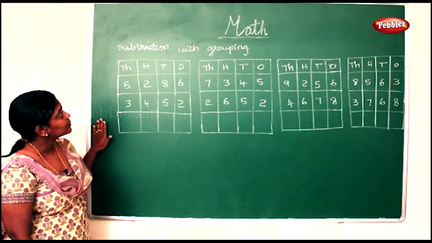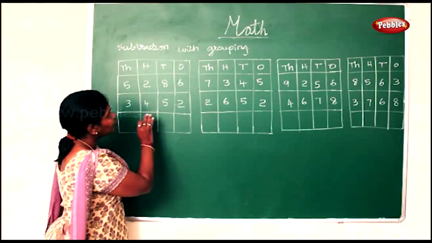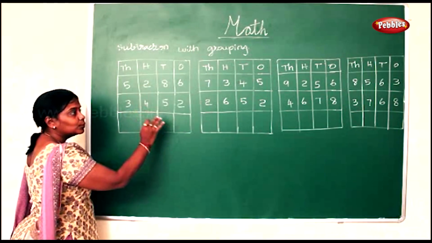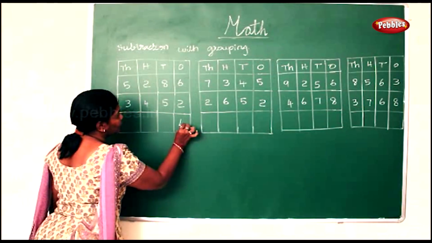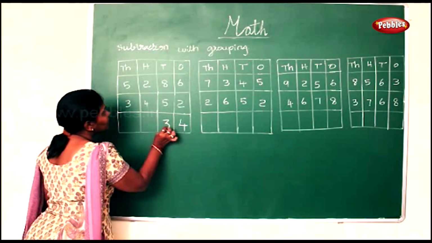Now we are going to see subtraction with grouping. What do you mean by grouping? If we don't have enough numbers, we will borrow. So borrowing. So subtraction with borrowing. 6 take away 2 is 4. 8 take away 5 is 3.